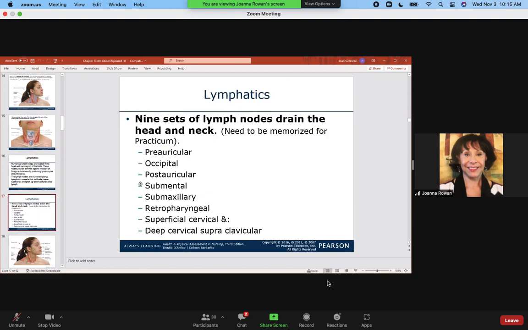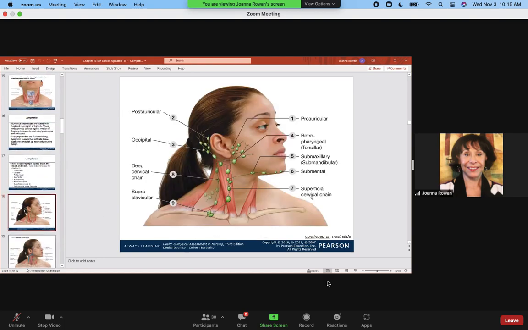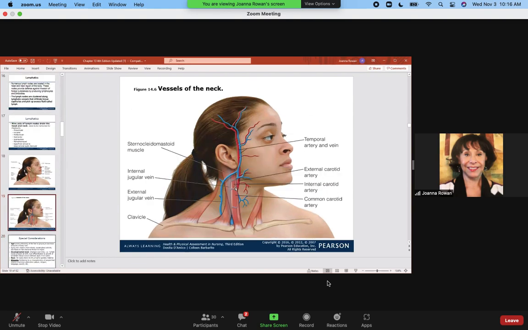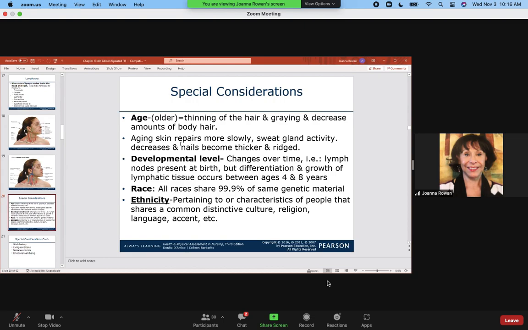Know that for purposes of the practicum, you will need to memorize these nodes. But for now, you don't have to do that. And this is the location of the nodes. Again, that would be for the practicum. These are the vessels of the neck. That is nice to know. This you need to know, the special considerations. All the systems that we see here will include these special considerations.